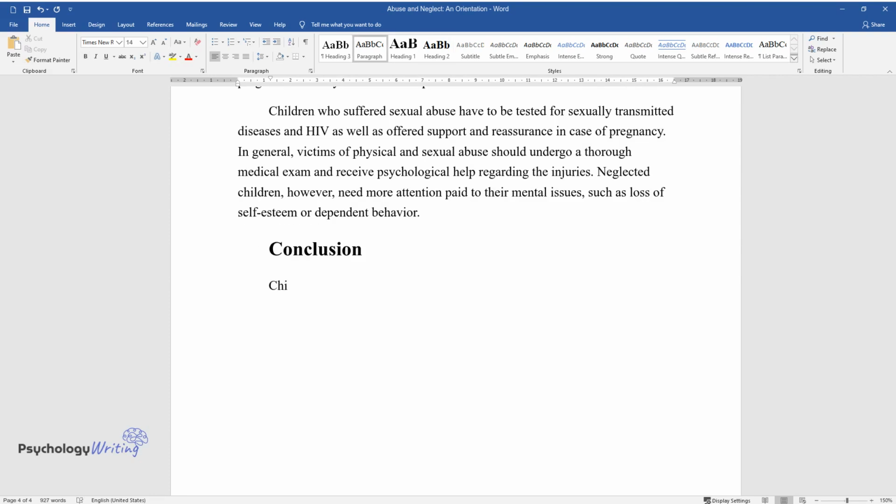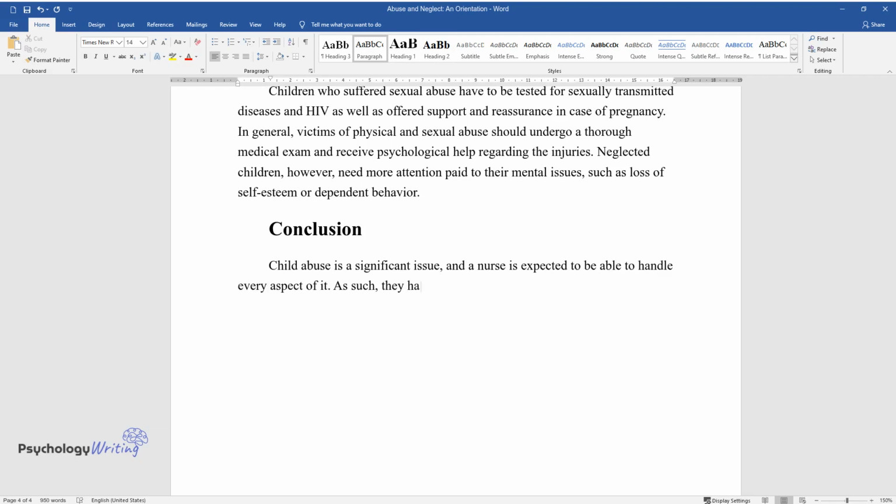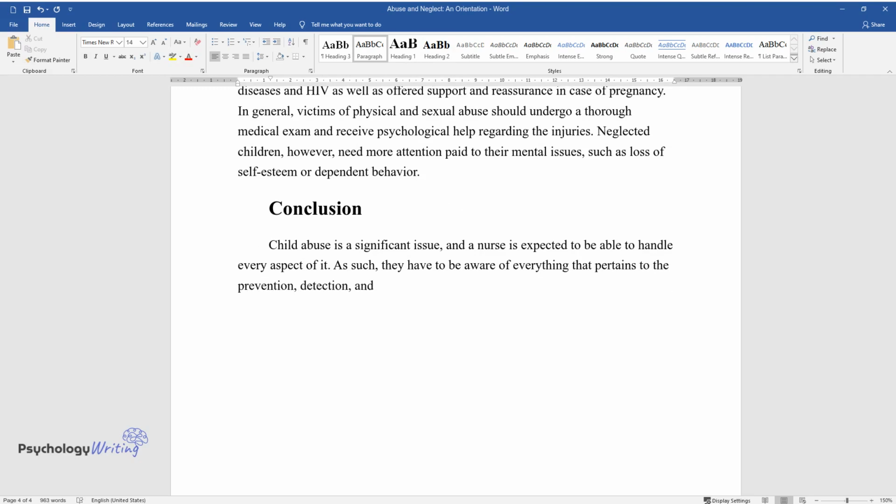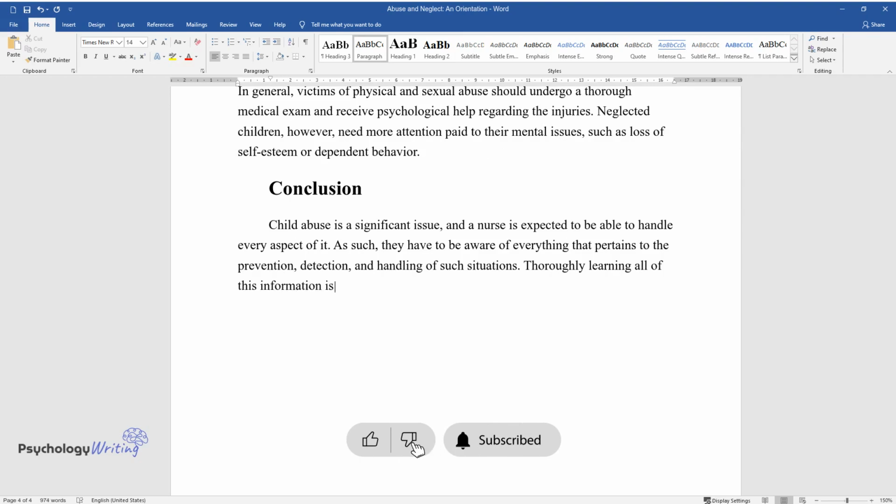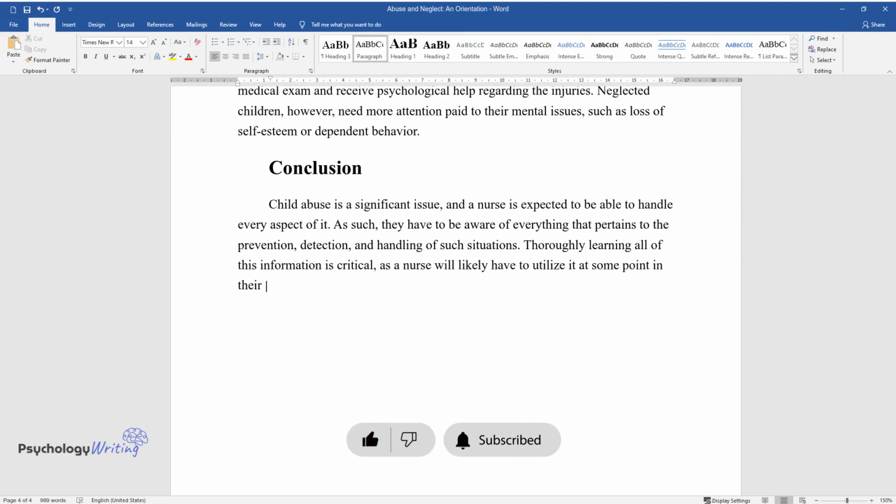Conclusion. Child abuse is a significant issue, and a nurse is expected to be able to handle every aspect of it. As such, they have to be aware of everything that pertains to the prevention, detection, and handling of such situations. Thoroughly learning all of this information is critical, as a nurse will likely have to utilize it at some point in their work.